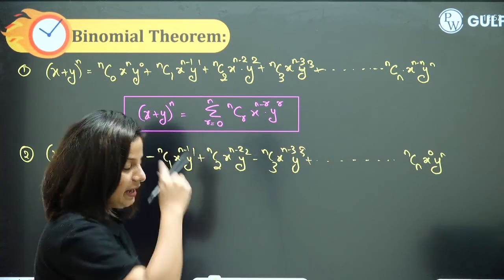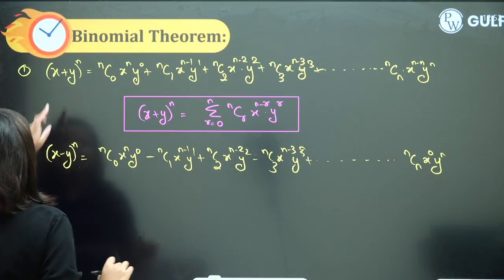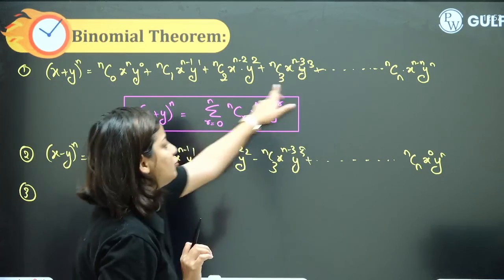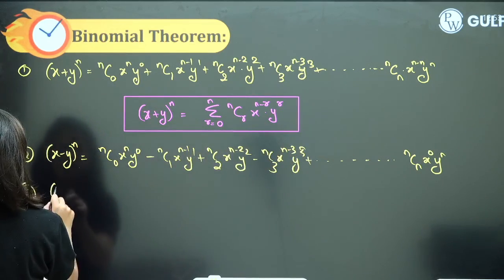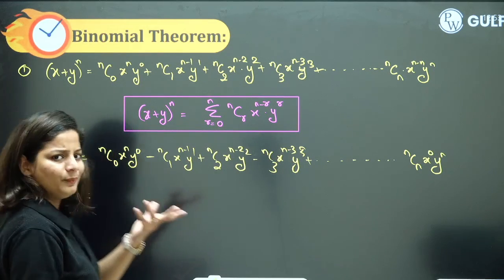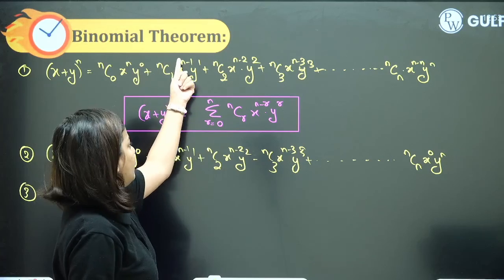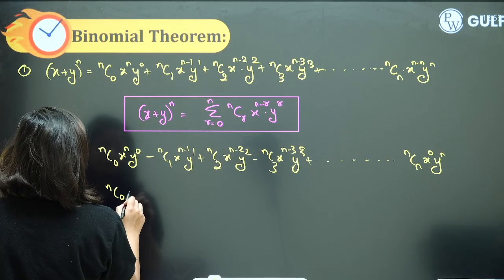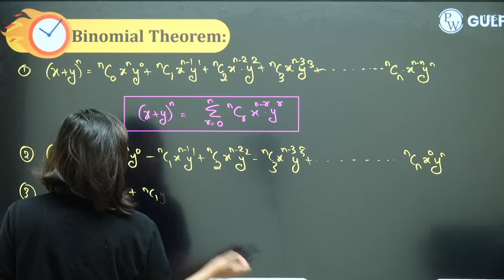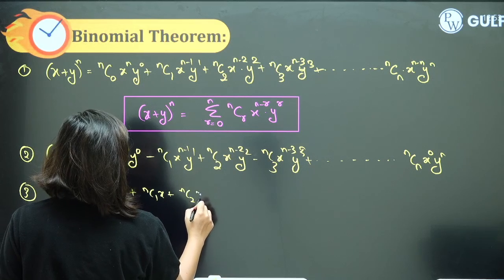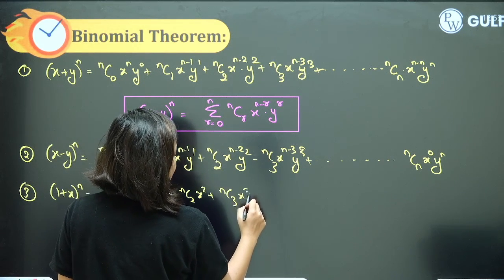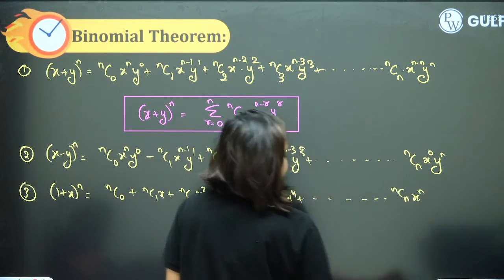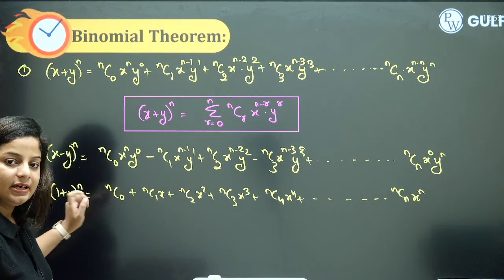Alrighties? Very good. Third variation is, instead of x, I am taking 1 and instead of y, I am taking x. So in each of the terms, you replace the first term with 1. 1 raised to anything, you all know, is 1 only. So you'll get a very nice formula: nC0 plus nC1 x plus nC2 x square plus nC3 x cube plus nC4 x raised to 4 and so on till nCn x raised to n. Only the second term is written.